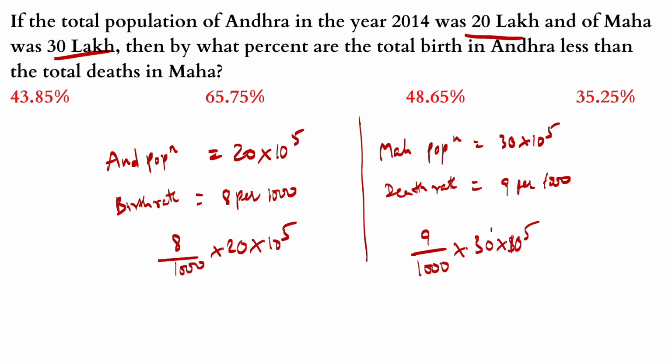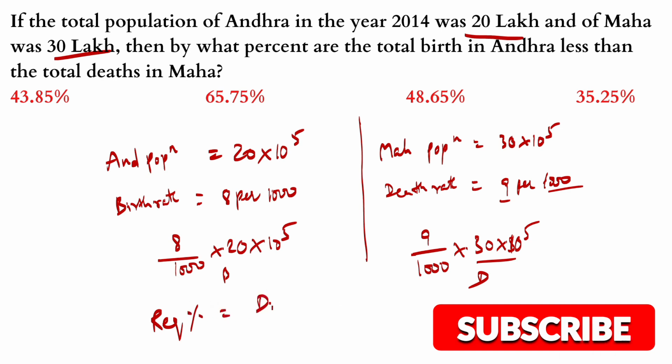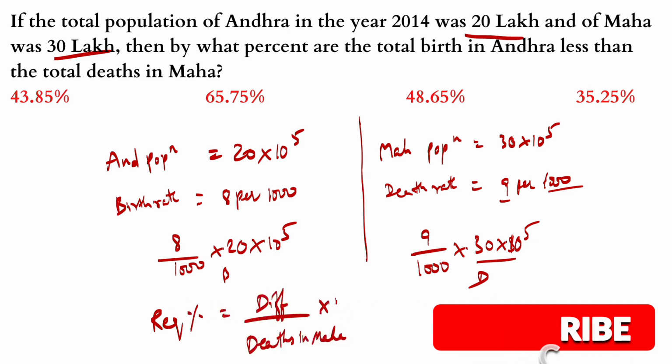Why are we doing this? Per 1000 it's 9 units, but for 3 lakhs, if we want to calculate, we must multiply that with the 9 per 1000, right? So this is number of births, this is number of deaths. So we are asked to find out what percentage are the total births in Andhra less than the total deaths in Maha. So we must subtract. So required percentage is difference by deaths in Maha into 100.